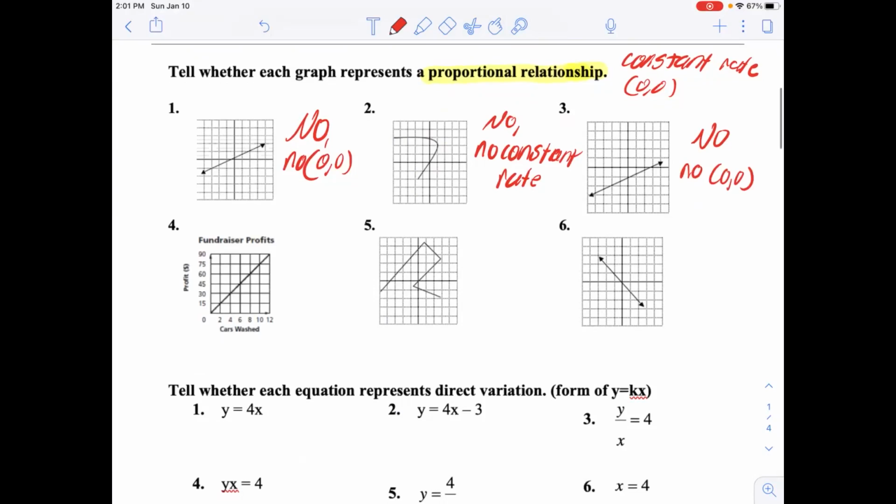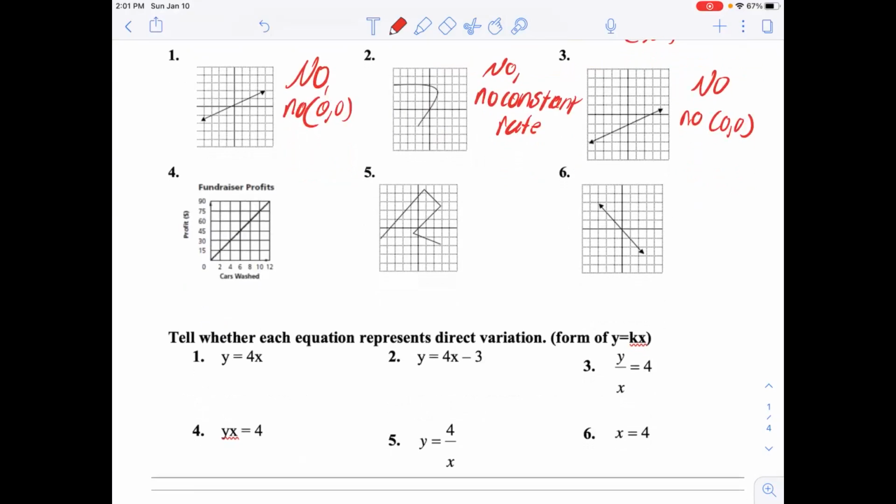For number 4, it does go through 0, 0, and it is a straight line. So this one is yes. Number 5, the answer is no, it's not a straight line. It's a shape made up of a bunch of straight lines, but it needs to be the same straight line the whole time. So it is not proportional. And then this last one, the answer is yes. It goes through 0, 0, and it is a straight line.